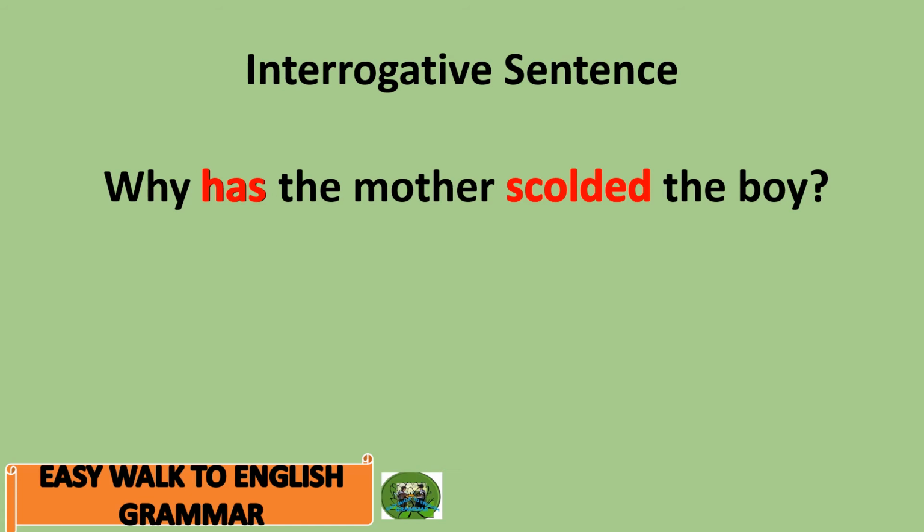We started the question with the question word why, and then we placed the auxiliary verb has. After that, we placed the subject of the sentence, the mother, and later we placed the main verb of the sentence, scolded, and after all those things we placed the object of the sentence, the boy. Hope you understood the placement.